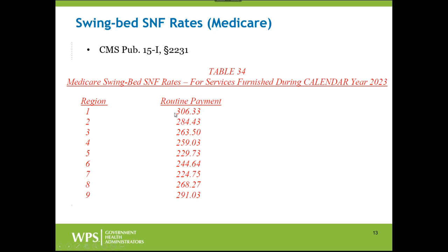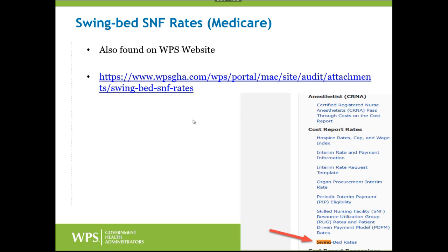And you'll see Region 1, the swing bed rate is $306.33 for this calendar year. And then if you go down, you see some lower ones. Region 5, it's only $229.73. So again, putting in the proper rate is important for that proper carve-out.